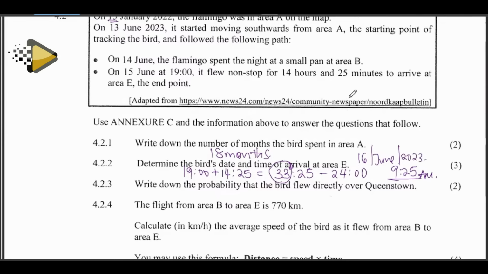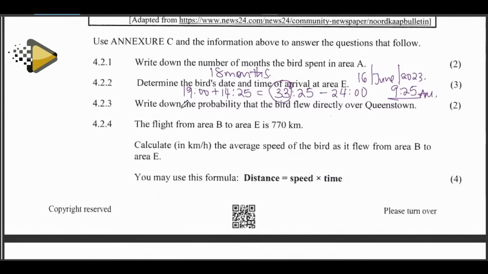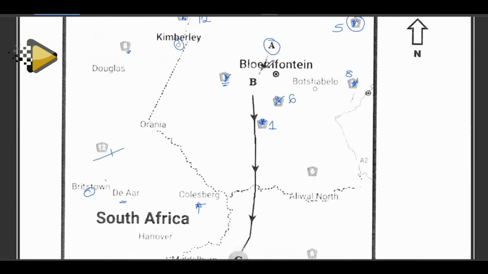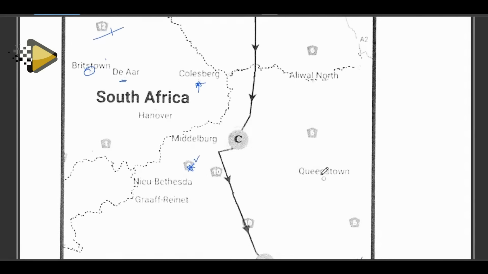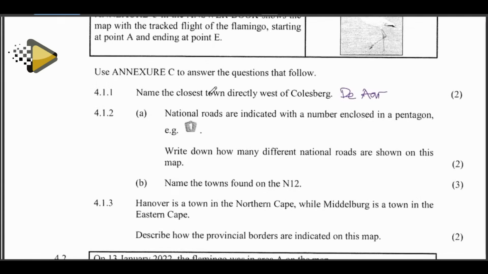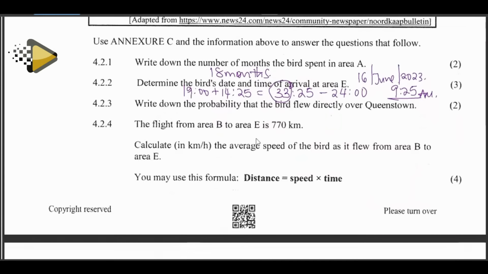Okay. Write down the probability that the bird flew directly over Queenstown. Let's come here. Look at the arrow. So it's 0. Had it been up here, then we would tell. But it's 0. The probability there is 0. Impossible. The flight from area B to area A, it's 770 kilometers.